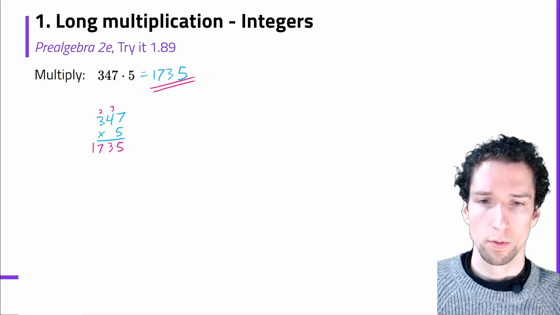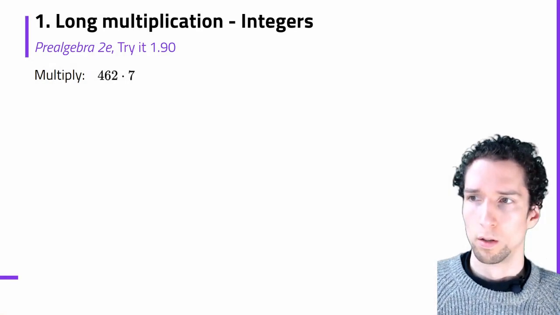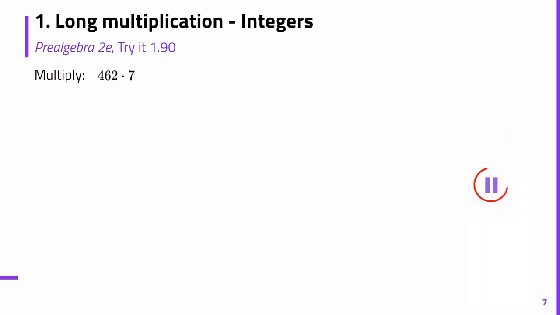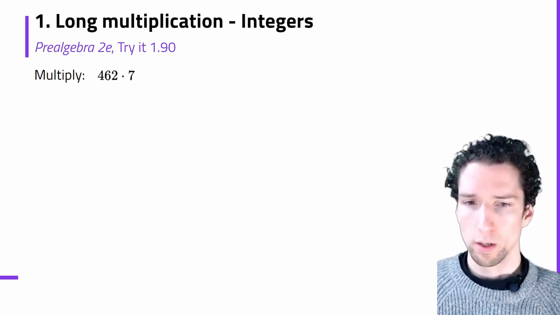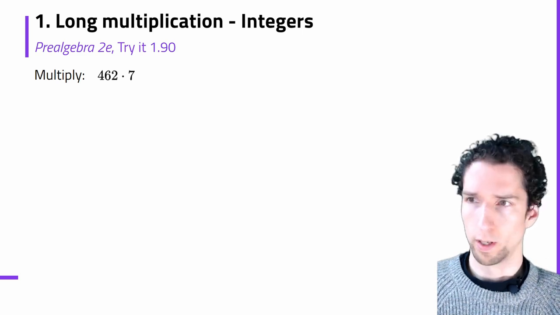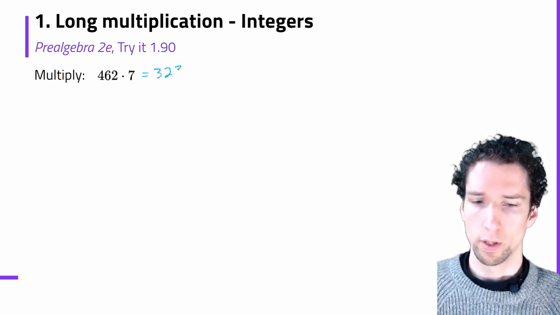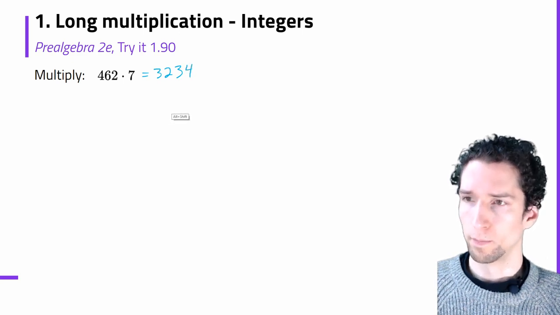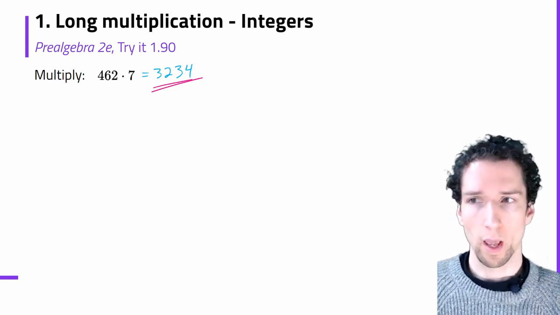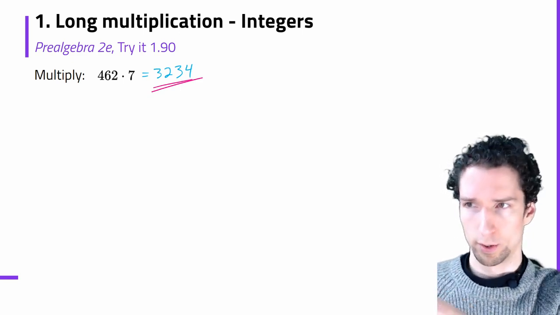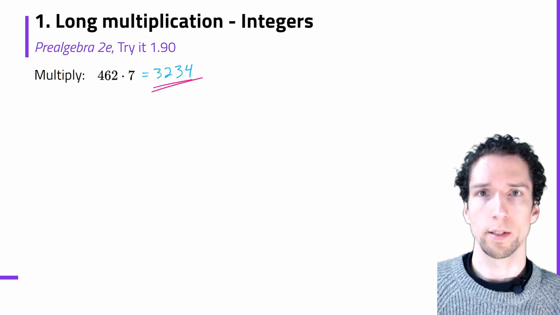That was my turn. So now, your turn. Okay, so the answer here is 3,234. So hopefully you got that same answer. If you didn't, go back, try it again. If you still have trouble, go back and watch the examples I just did and see the process, and then follow that.